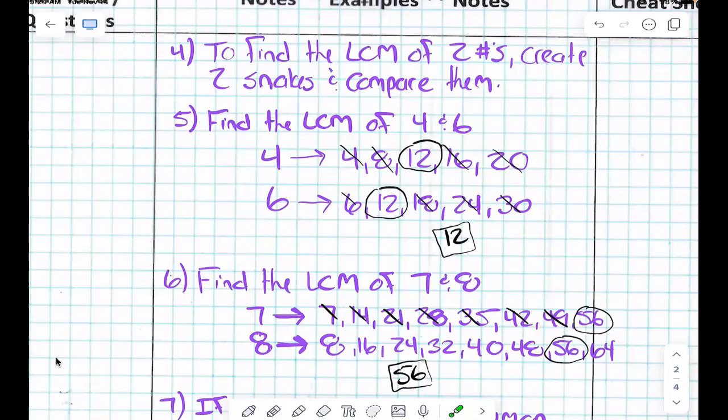Do 4 and 6 have a common multiple of 4? No. So what do I do? I cross it off. Do 4 and 6 have a common multiple of 8? No. So what do I do? Do 4 and 6 have a common multiple of 12? Yes. So what do I do? I circle both of them, and I just found the smallest number that both 4 and 6 go into, right?